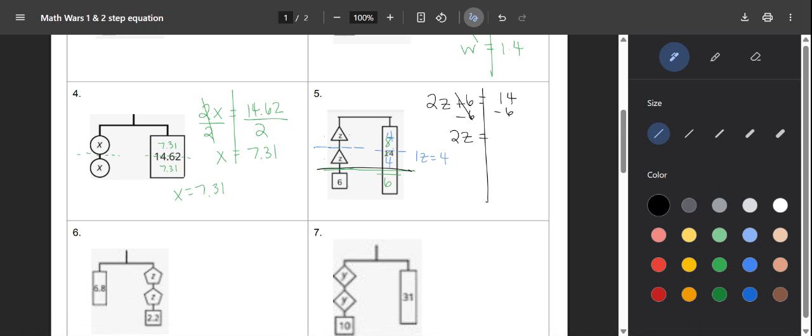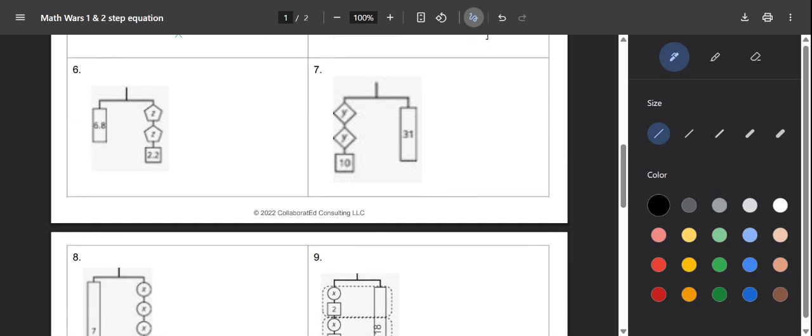And that told us that 2z's must be equal to 8. Then this looks like a regular one-step equation from last year. We undo multiplication with division. 2 divided by 2 is 1, so that gets us 1z must equal 4.